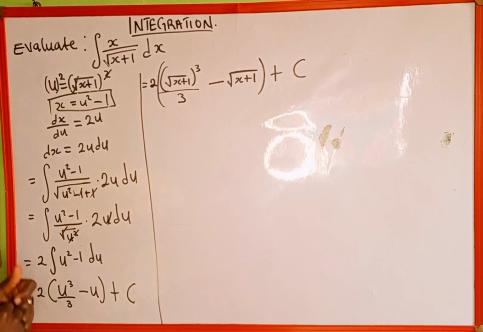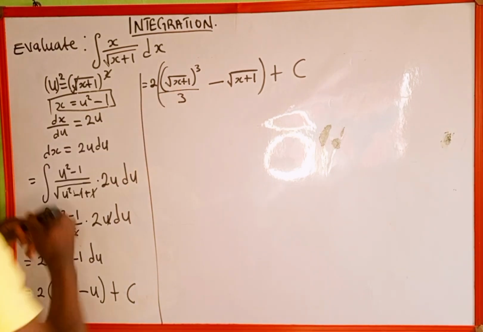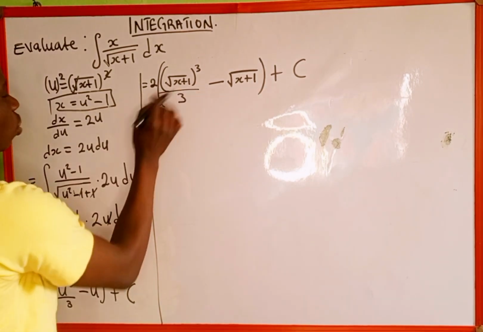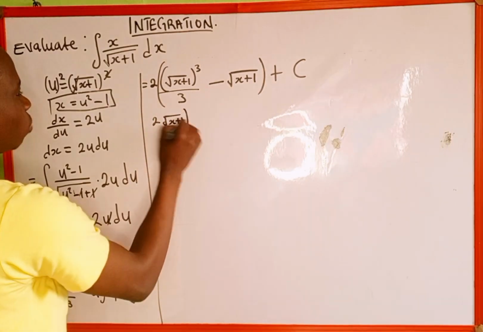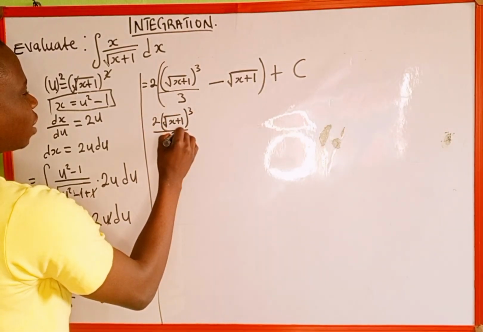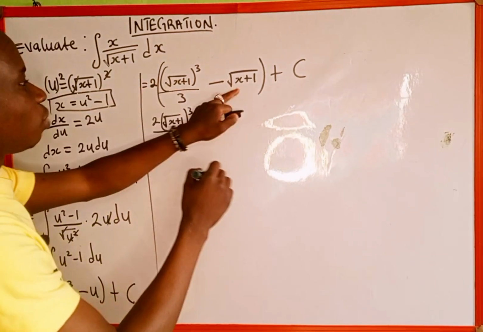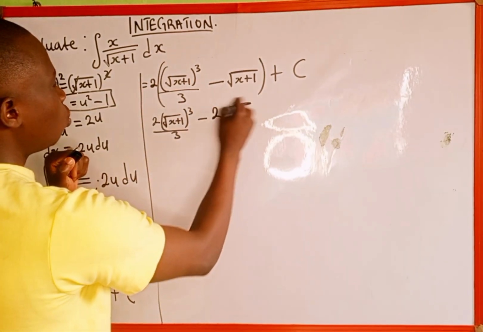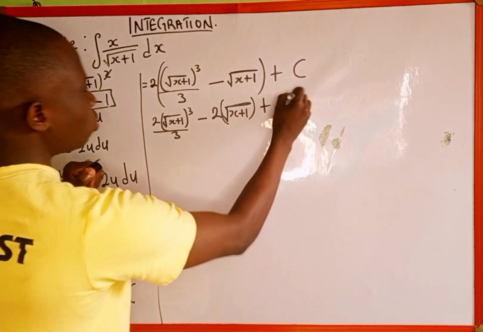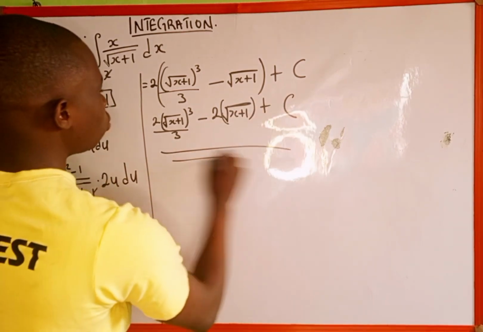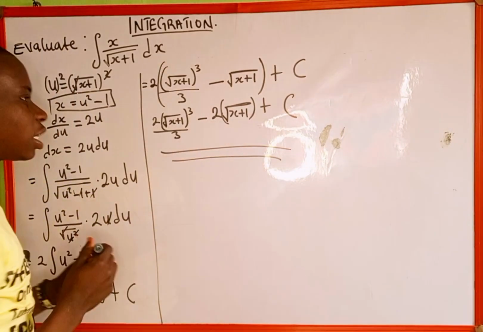So the next thing we're going to do is to use this 2 to open the bracket. It's going to be what? 2 multiplied by the whole of this is going to be 2 root of x plus 1 raised to the power of 3 over 3 minus 2 multiplied by this is going to give us 2 root x plus 1, then plus integration constant. So this is how to integrate this function with respect to x using u substitution.